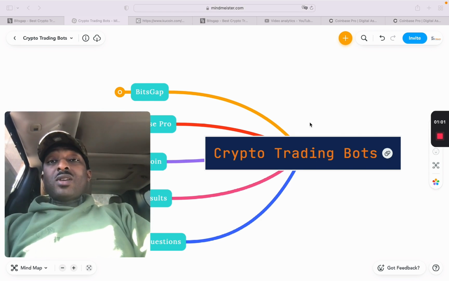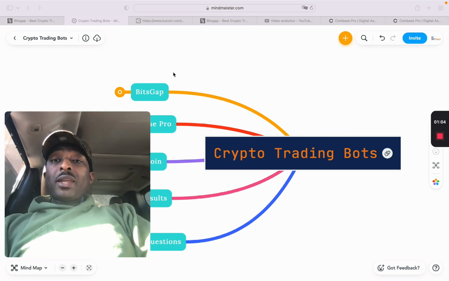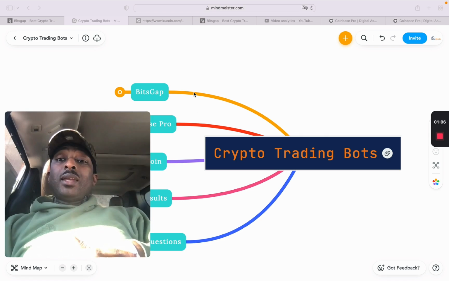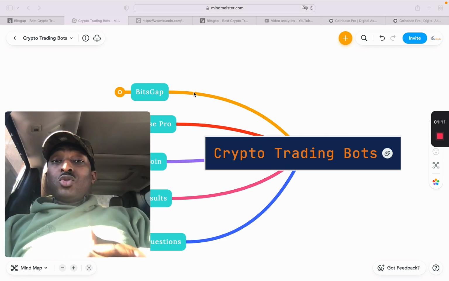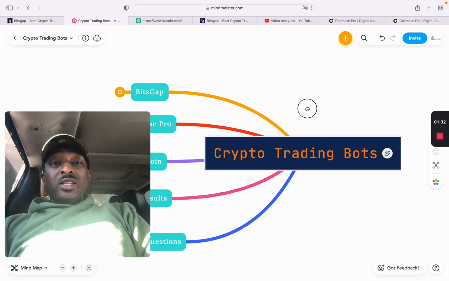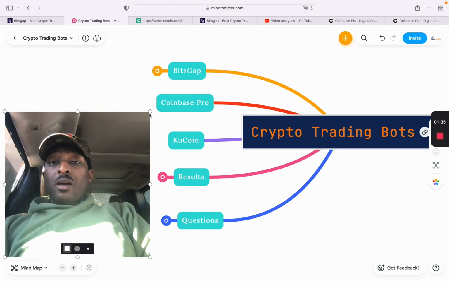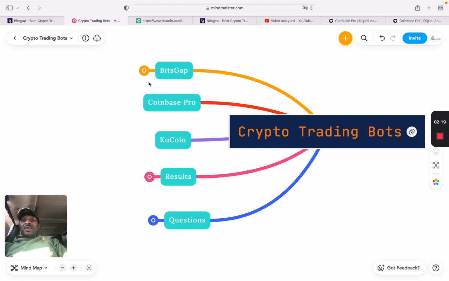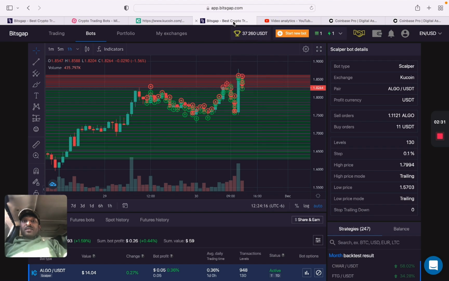But I wanted to introduce you guys to a platform called BitsGap, right? And in BitsGap, you can use trading bots to conduct trades for you. So let's jump right into this. I'm going to pull up my mind map. What I love about BitsGap is that they allow me to make money passively. So let me jump right into this.